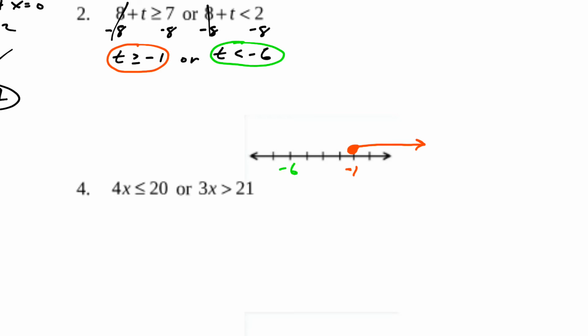And this time on this one, I do not have the equal to bar, so I'm going to use an open circle. And I am going to shade this one. It's the t's less than -6, so I'm going to shade this one to the left.